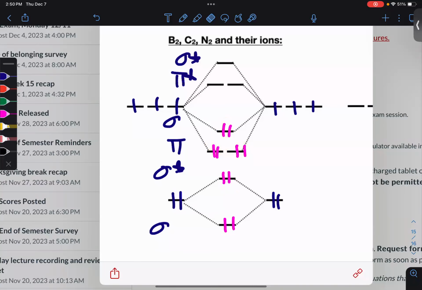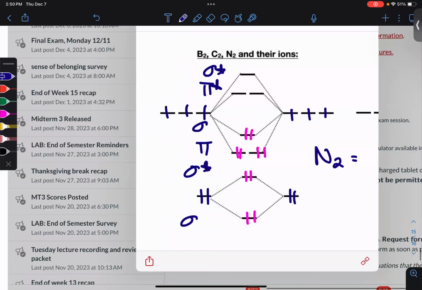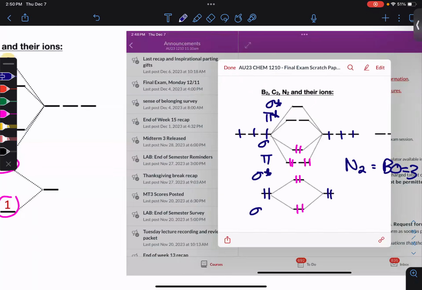So normal nitrogen has a bond order of 3, where we take bonding electrons, subtract anti-bonding electrons, divide by 2. Bond order equals 3. So what does the question say?